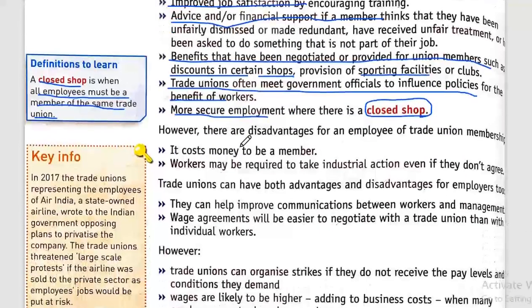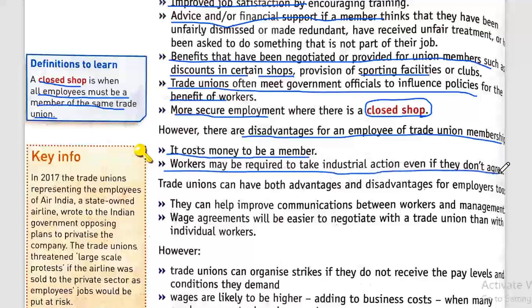So, the disadvantages for an employee of trade union membership. The first one is I have to pay money, so it's going to cost a lot of money to be in this trade union. Workers may be required to take industrial action even if they don't agree. Sometimes the trade union makes decisions, or asks the members of this trade union to take specific actions that, as a member, I do not agree with.